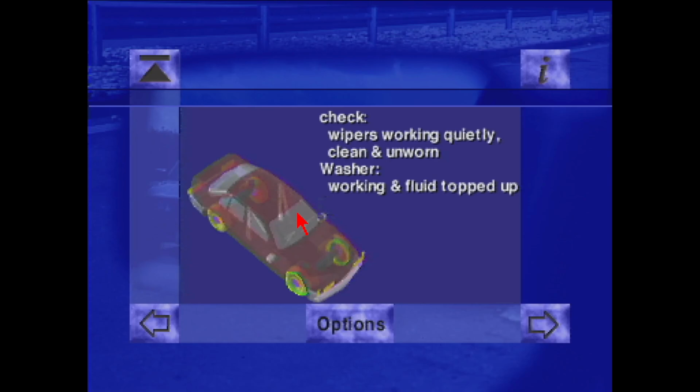Check that the windscreen wipers work properly and quietly at all speeds. Keep wiper blades clean and replace them as soon as they start to smear the screen. Check that the windscreen washer is working properly and topped up with washer fluid. Don't forget the rear wiper and washer if you have one.